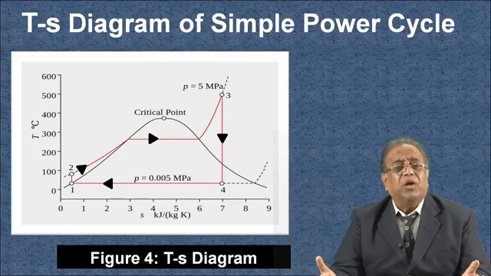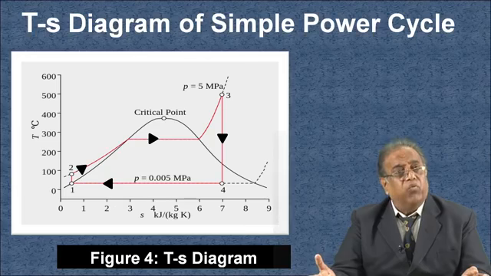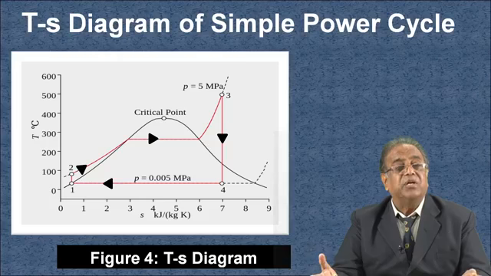But in this case, the process occurring in the condenser is from point 4 to 1. So, 2 to 3 is the process occurring in the boiler. Point 3 to 4 is the expansion process within the turbine. Point 4 to 1 is the process occurring in the condenser. Here it is condensed into the liquid phase, complete liquid phase at point 1, and 1 to 2 is the process occurring inside the pump.